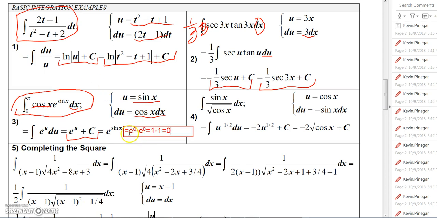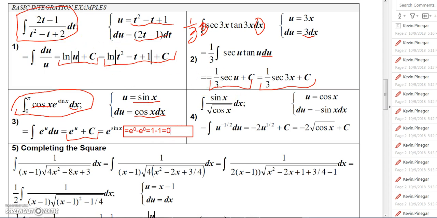Okay, so I did this a little bit neater here. So e to the sine of pi would be e to the 0, and then of course the lower limit is 0, so you'd have e to the 0. So basically you'd have e to the 0 minus e to the 0, which is 0.